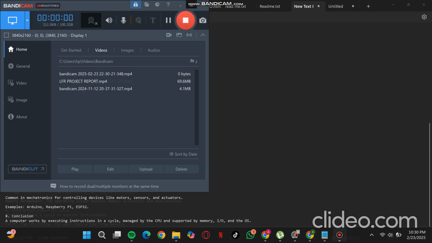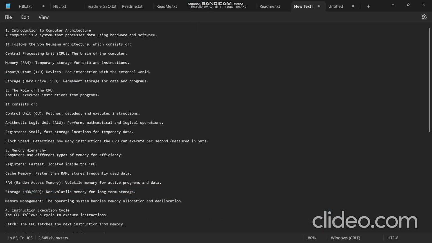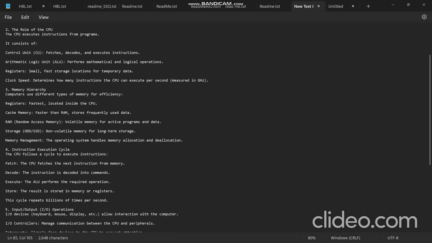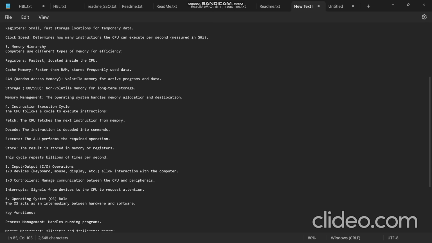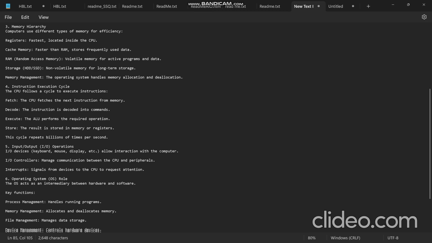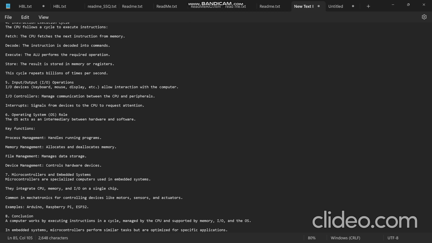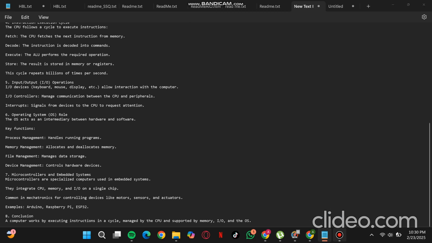Input-output (I/O) operations. I/O devices, such as keyboard, mouse, display, etc., allow interaction with the computer. I/O controllers manage communication between the CPU and peripherals. Interrupts: signals from devices to the CPU to request attention.